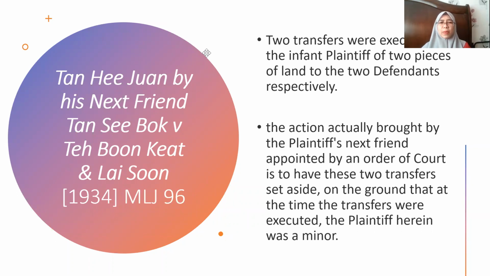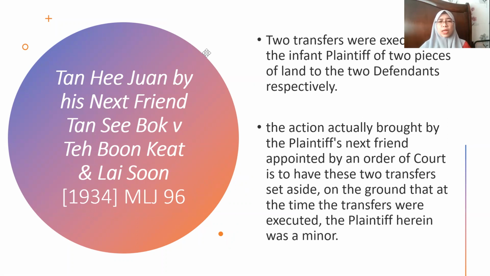Two defendants respectively, and later the infant, actually the one who filed the case is the next friend. It's like the representative, the guardian of the infant. You're going to learn the action in detail later when you do your civil procedure. It's a matter of procedure: who can file a suit, who can take action if the party is a minor. So the action was brought by the plaintiff's next friend, appointed by an order of a court.